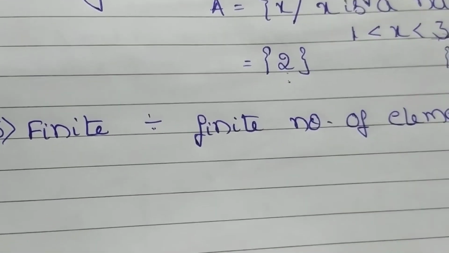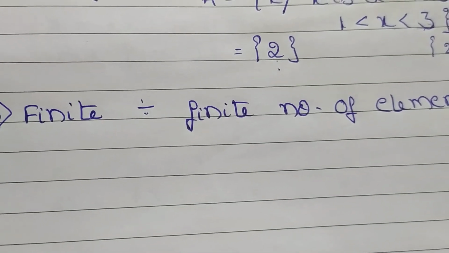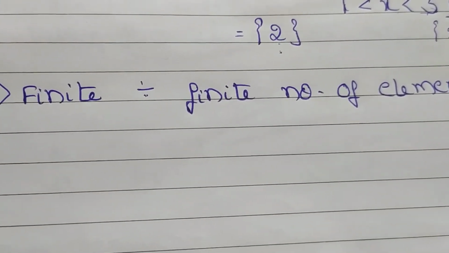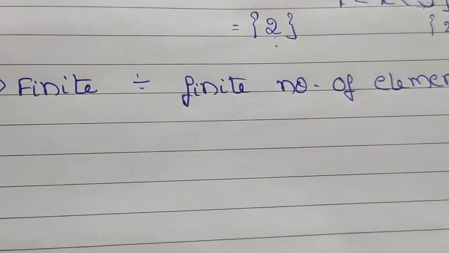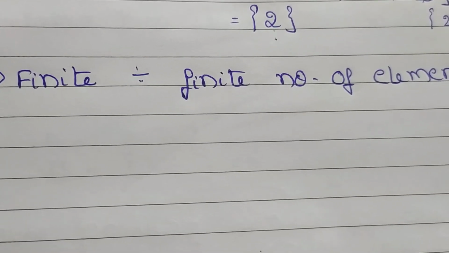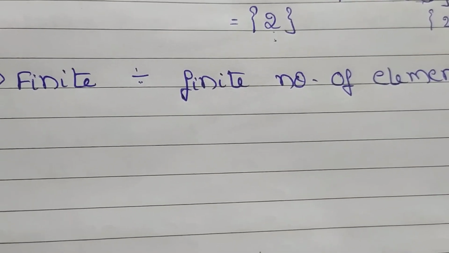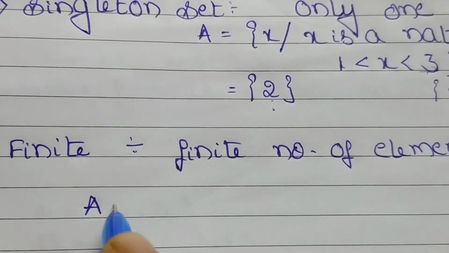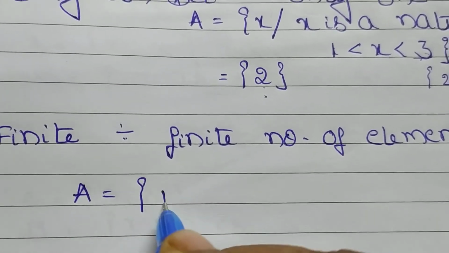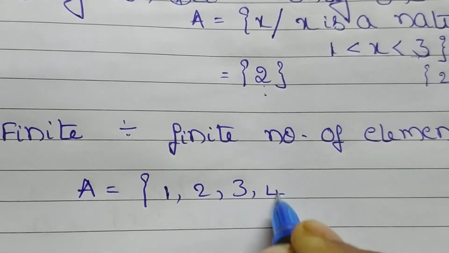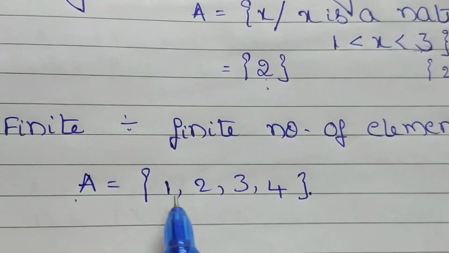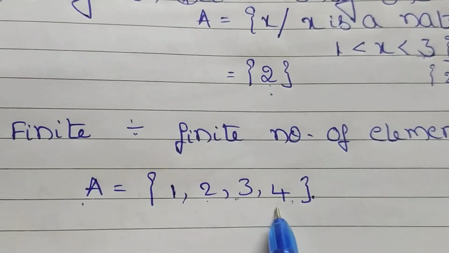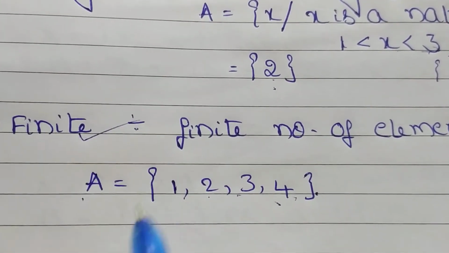Like the set of all stars. We know that there are an infinite number of stars. Like that, the set of all natural numbers. An infinite number of natural numbers are there. That's why it is an infinite set. Finite means, let us take one example: A equals 1, 2, 3, 4. So A is the set which contains 4 elements. A finite number of elements. That's why it is a finite set.